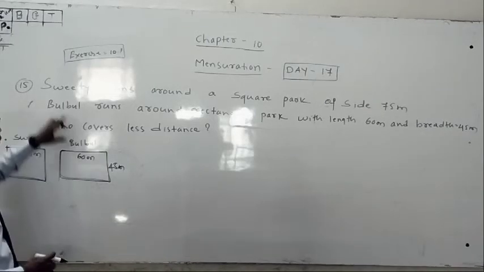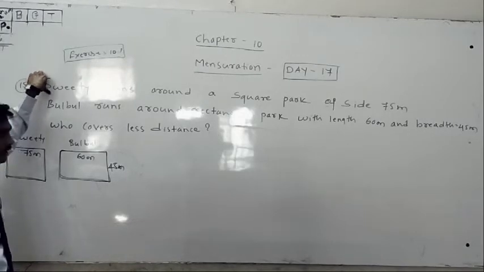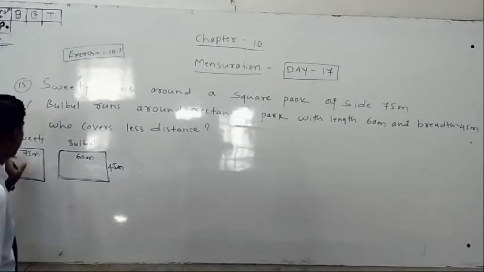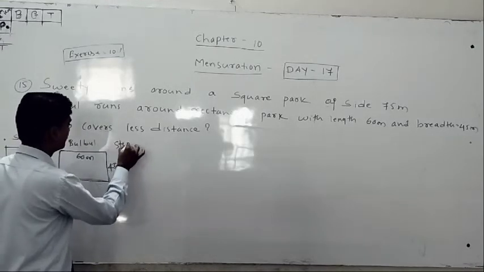First of all you should write how much Sweetie runs. That's why you should find the perimeter of the square figure. Step 1.